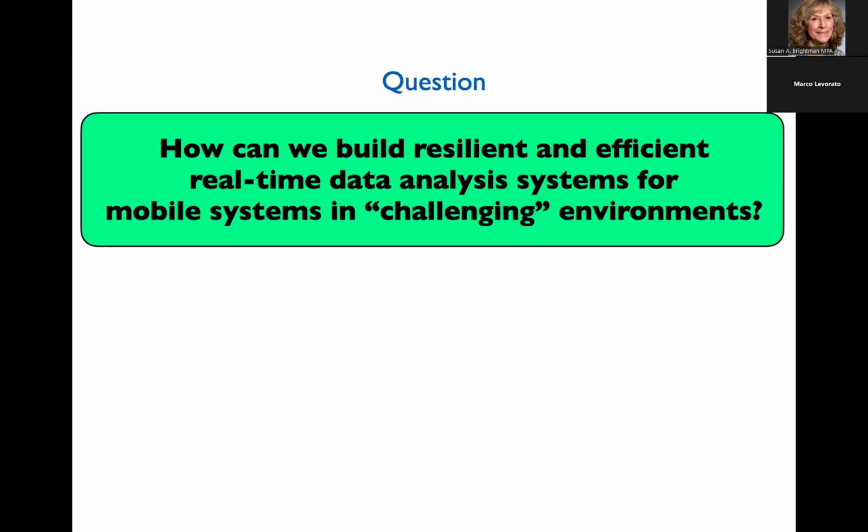So in general, the question that we target in this domain is how can we build resilient and efficient real-time data analysis for mobile systems in challenging environments, in contested environments. It takes different meaning in different applications. Again, today I'm going to focus on collaborative autonomy and computer vision, but we have the same issues in the healthcare domain, in smart grid, in energy systems, in infrastructure level control as well. All at different scales, maybe a slightly different version of the problem, but you still have the same macro issues up to some degree.